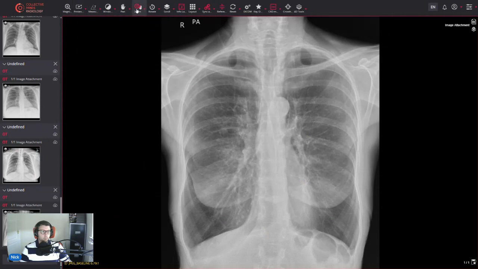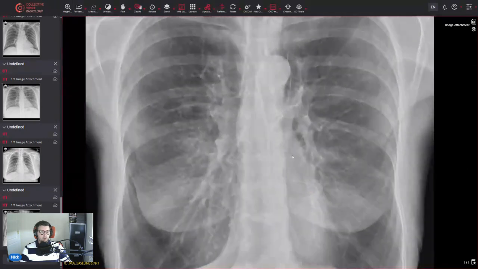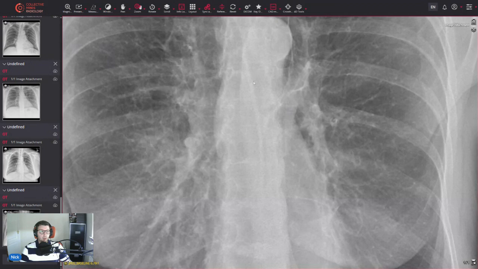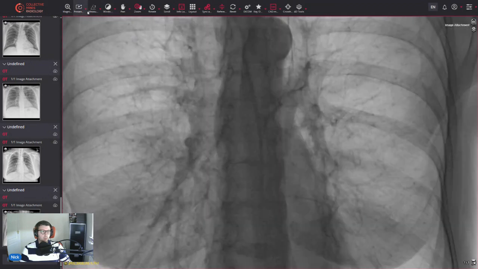So this first one, let's zoom right into it. We're concerned with this area here, and if we invert it, it'll make it easier for you guys to see.